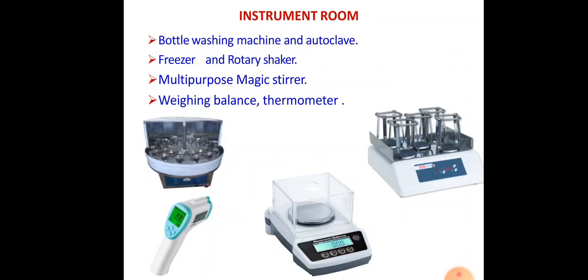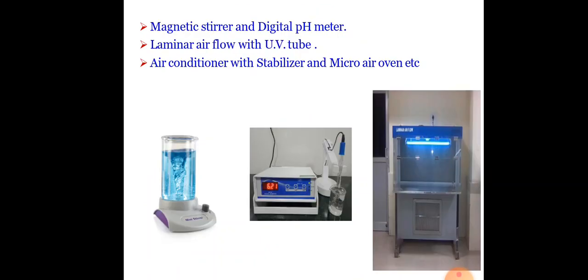And the instruments room, we know that we have basic instruments like stirrer, orbital shaker, bottle cleaner, pH meter, thermometer, weighing balance, spectrophotometer, and colorimeter. Some of the basic instruments we have to maintain in the room for some analytical purposes also.